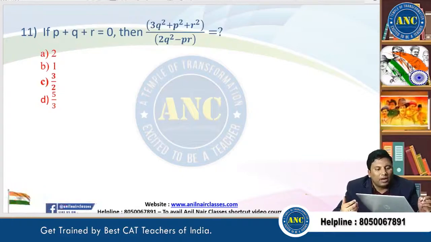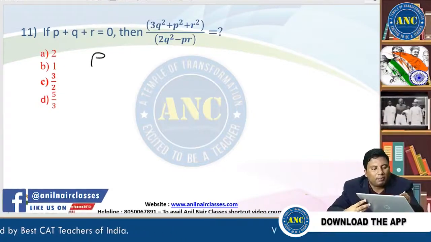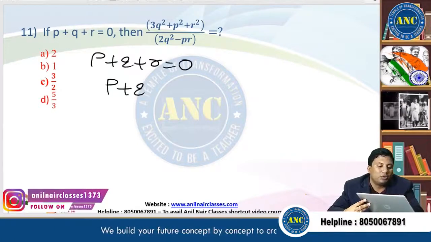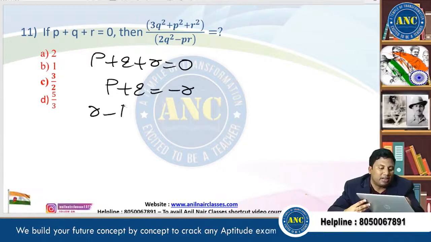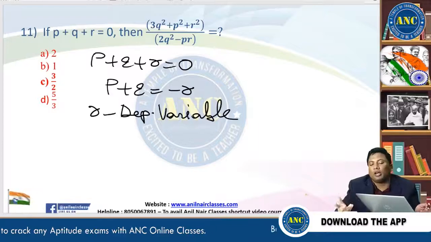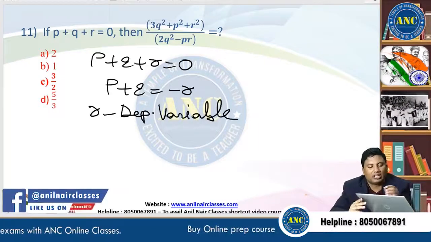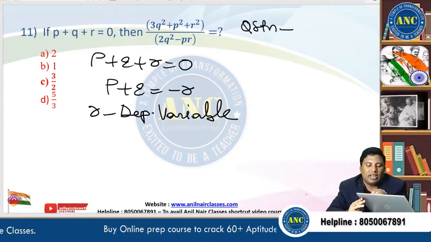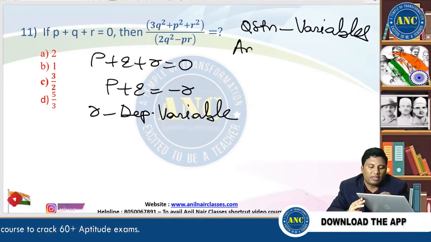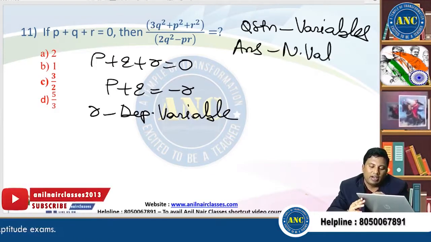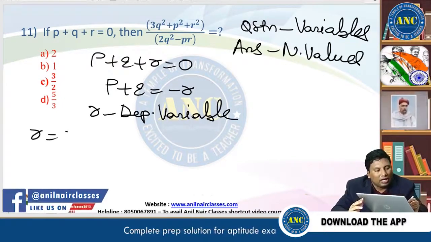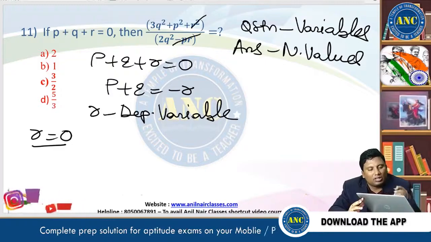11th one, if p plus q plus r is 0, that means p plus q is equivalent to minus r, and r is the dependent variable. Only r is there in denominator? No. That means we can use this concept. If you observe, this question contains variables and the answer contains numerical values. Make r value 0. If r value is 0, this is out, this is out.